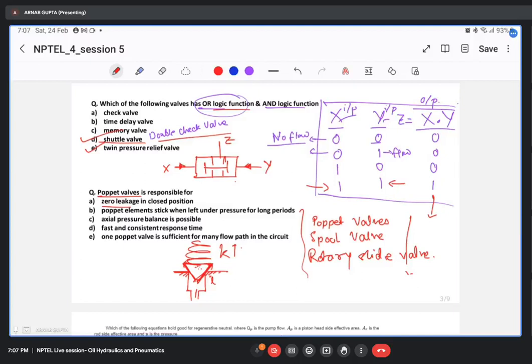And then, poppet elements stick when left under pressure for long periods. This is wrong, because the contact area is not high enough for the sticking to happen. Axial pressure balance is possible. So, what is your opinion on this? Whether in poppet valves we can balance the axial pressure?